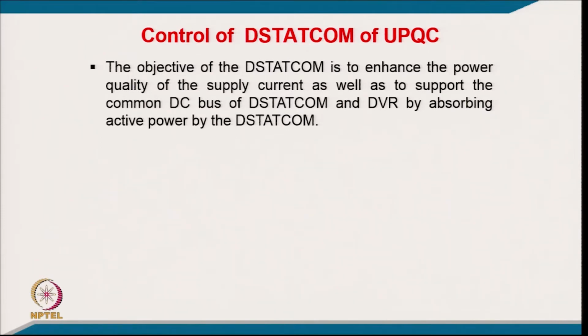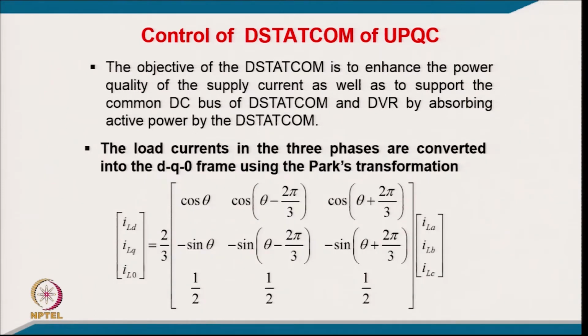The objective of the D statcom is to enhance the power quality of the supply current as well as to support the common DC bus voltage, and the DVR is absorbing the active power supplied by the D statcom.